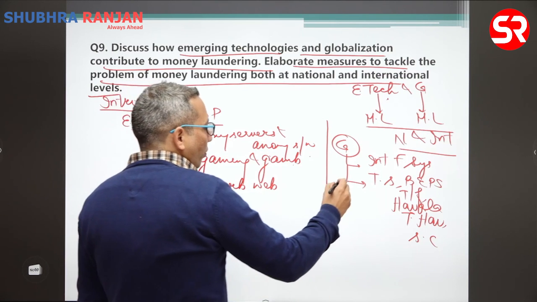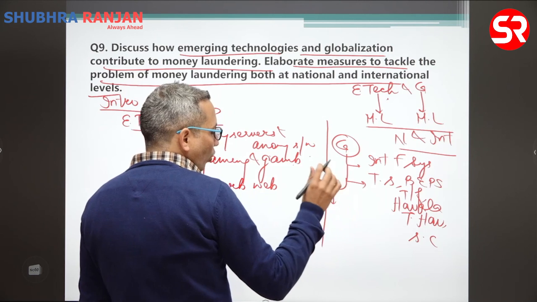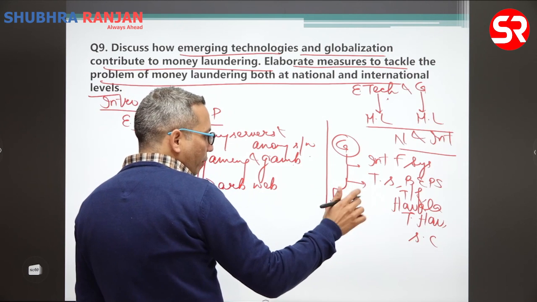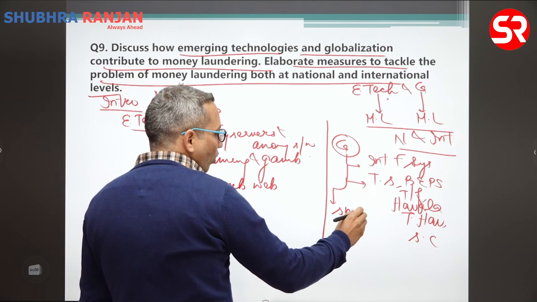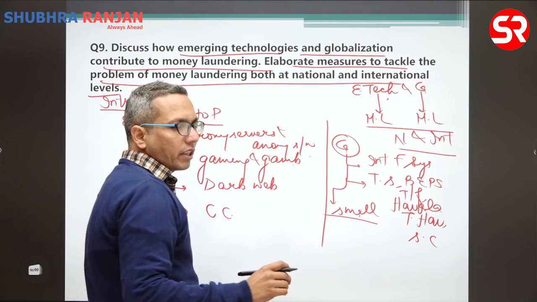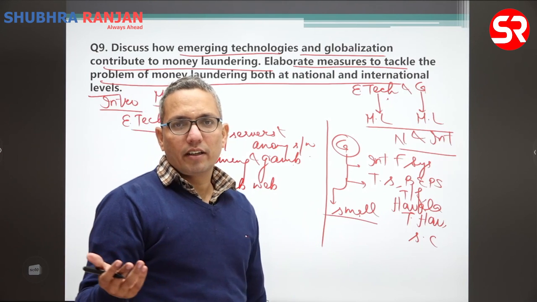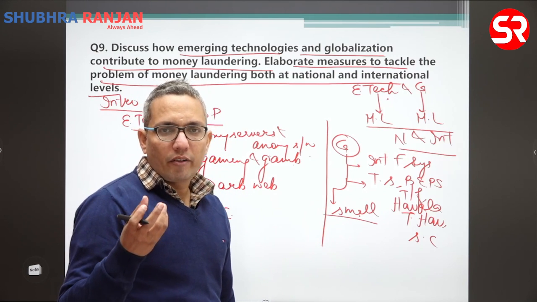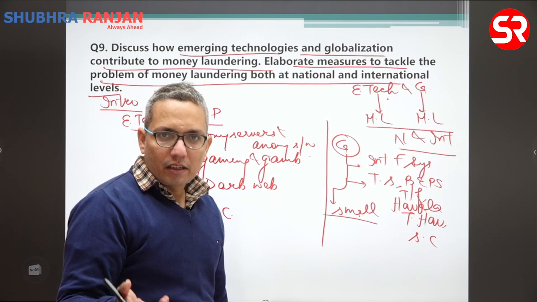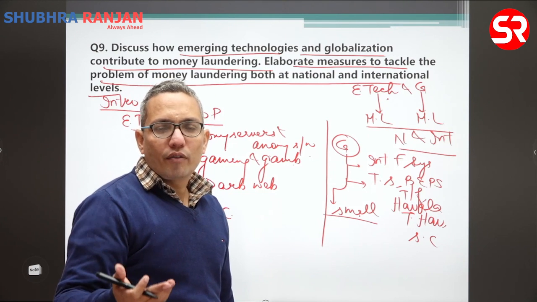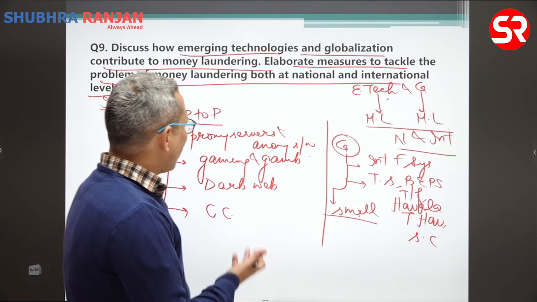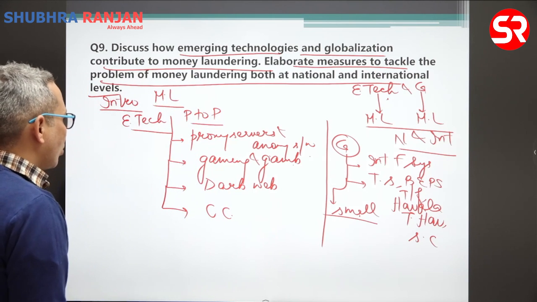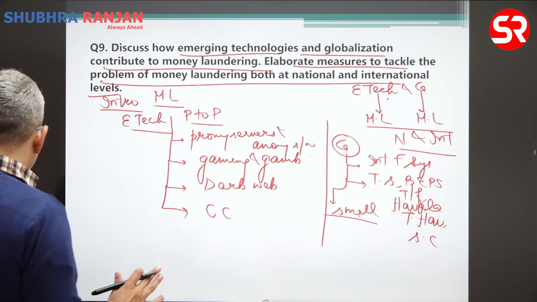Then at the globalization level, a big amount is broken down into small amounts, and multiple transactions are done, due to which it becomes very, very difficult to keep a trail of all the money transactions. So that is how globalization is also leading to money laundering.